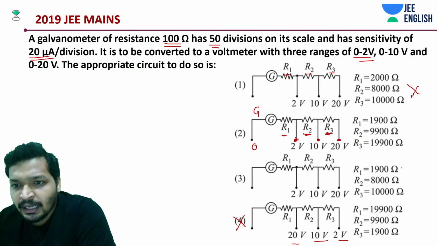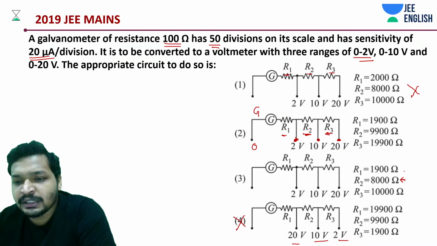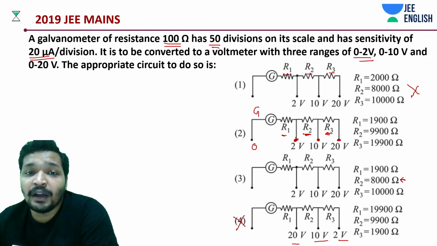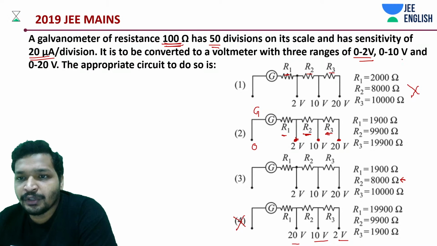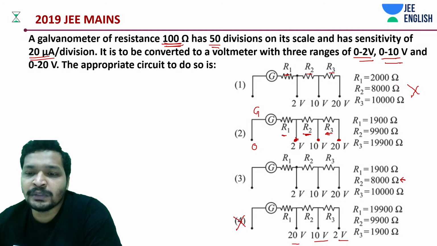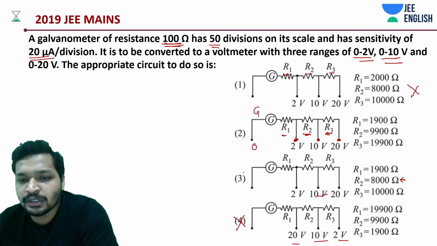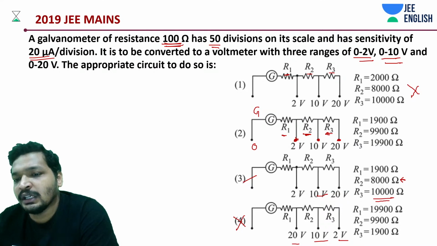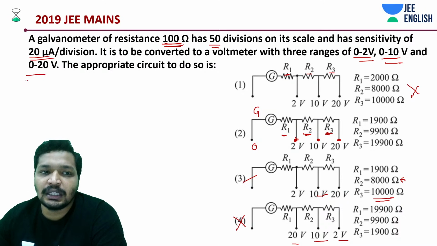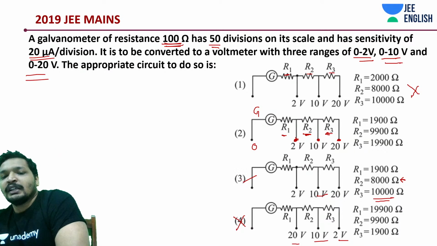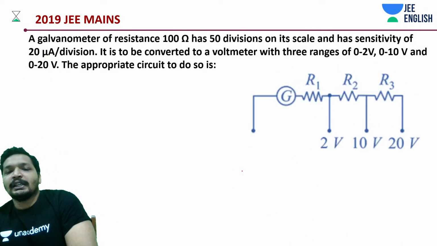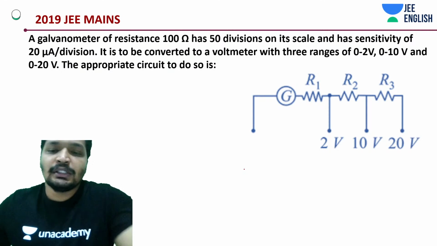And then we have 1900 plus 8000, okay, 1900 plus 8000 plus 100 ohms. So that's going to be like 10 kilo ohms. 10 kilo ohms into 1 milliampere is going to measure 10 volts. Probably answer 3 is correct. And then we have plus another 10,000 ohms, so 20 volts. Yes, that's correct, doubled. Okay, so answer should have been 3. So let's get into the detailed solution.